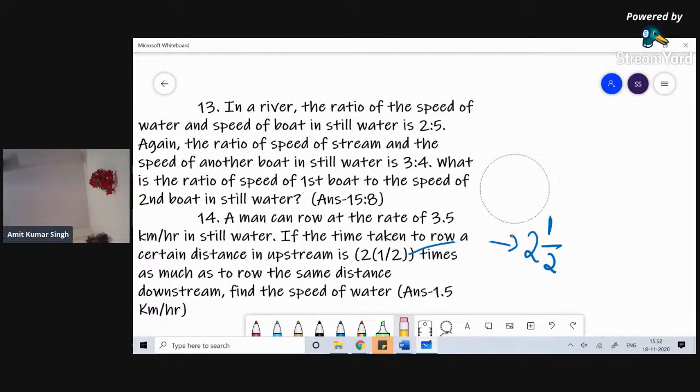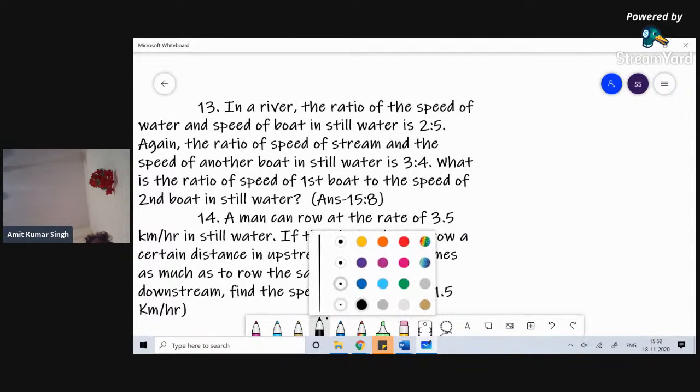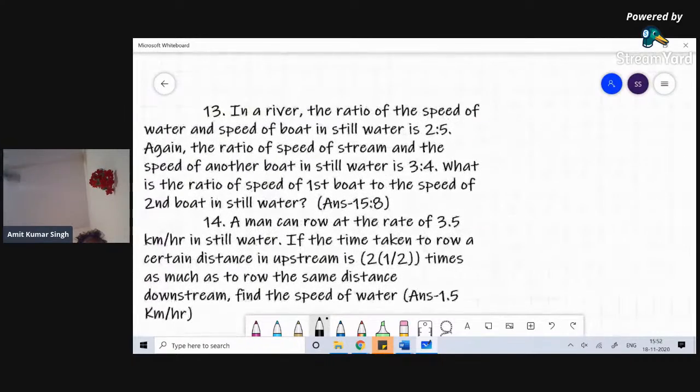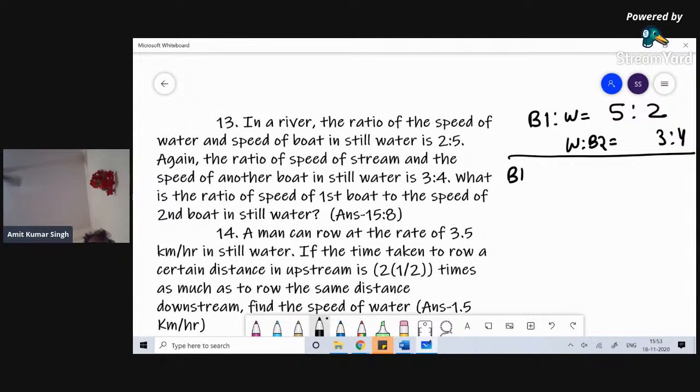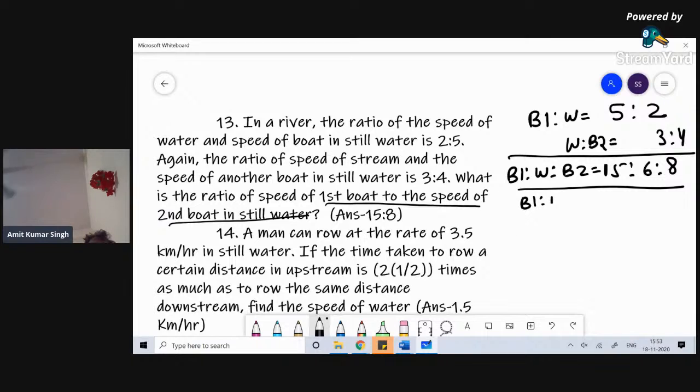So you can see this. In the river, the ratio of speed of water to the speed of boat in still water, suppose boat 1 to water, is given as 5 is to 2. And again the ratio of stream to the speed of another boat, so water to the other boat, is given as 3 is to 4. So what is the ratio of boat 1 to water to boat 2? The ratio of the speed is 15 is to 6 is to 8. They're asking the ratio of speed of boat 1 to the speed of boat 2. So boat 1 to boat 2, the ratio of the speed is 15 is to 8. Simple.